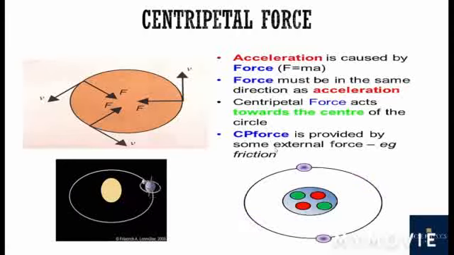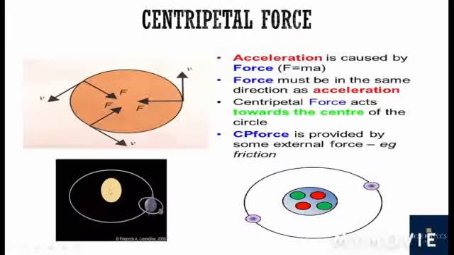Then the examples of centripetal force are shown in the figure given below. First, this one is an atom. An electron moves around the nucleus in a circular path, for which the centripetal force is obtained from the electrostatic force of attraction on the negatively charged electron by the positively charged nucleus.